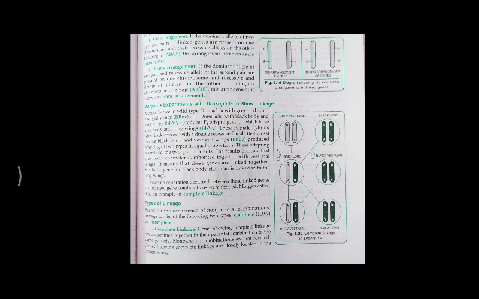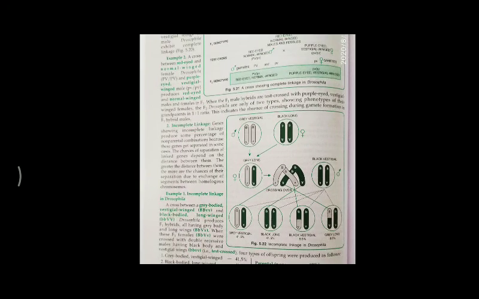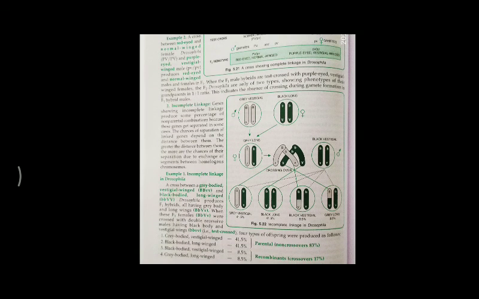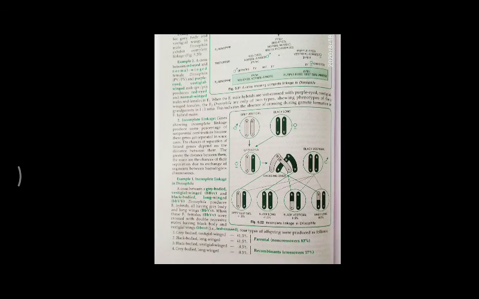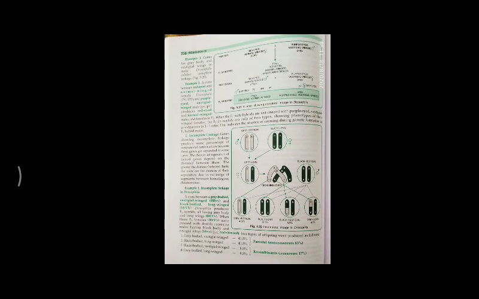Whenever we talk about incomplete linkage, we can say that if two genes fail to remain together for two or more generations, the linkage is called incomplete. This generally happens due to crossing over. Incomplete linkage is very common between genes which are distantly placed. Some examples are given here. You can go through them for further details related to complete and incomplete linkage.